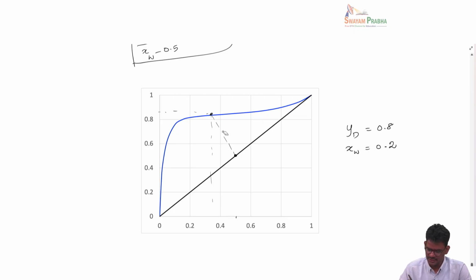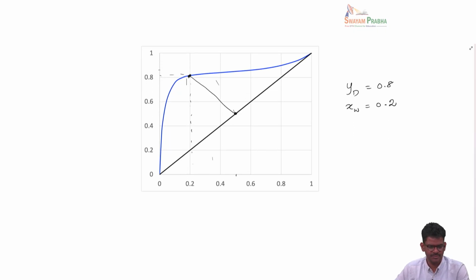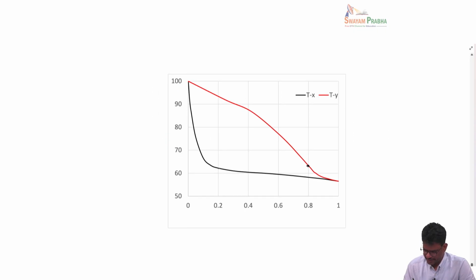So that means this line has to be slightly, I think it should be somewhere here. And again you can go back to this XY diagram and find that corresponding temperature. So 0.8 is here, 0.2 is here, and this is the tie line. And you read the temperature somewhere here, I think it's about 62 or 63 degrees Celsius. So this is a tie line. This is YD and this is XW, and this is the equilibrium temperature.